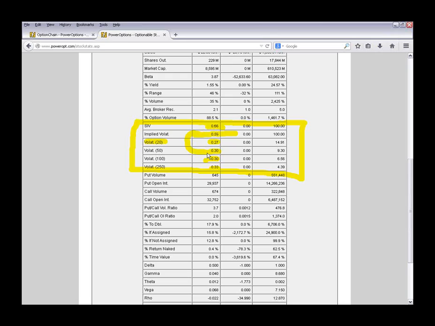All right, so let me just jot this down. It's 0.59 for IV, and it's 0.30 for the historicals, roughly. Okay, so all that said, let's go back now to our main screen.